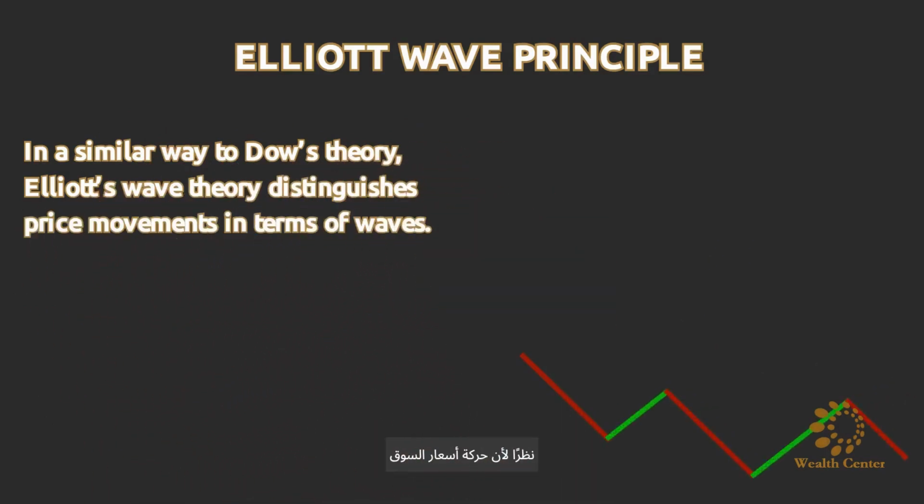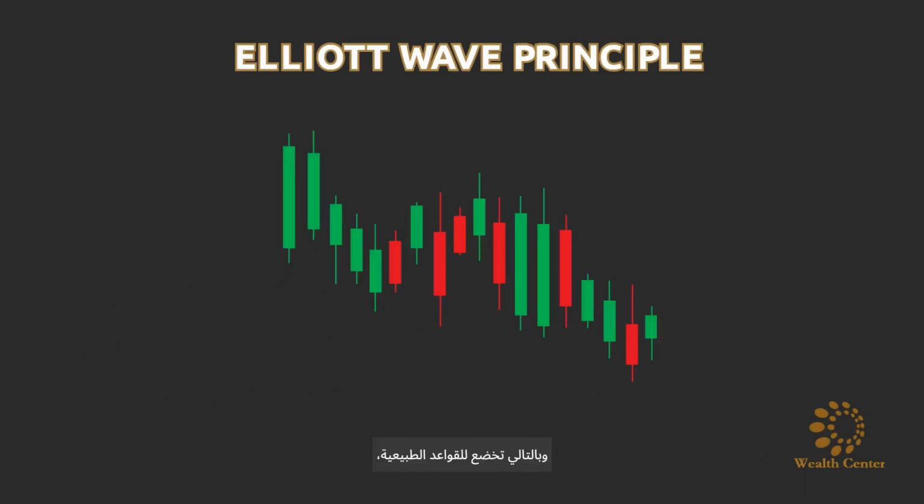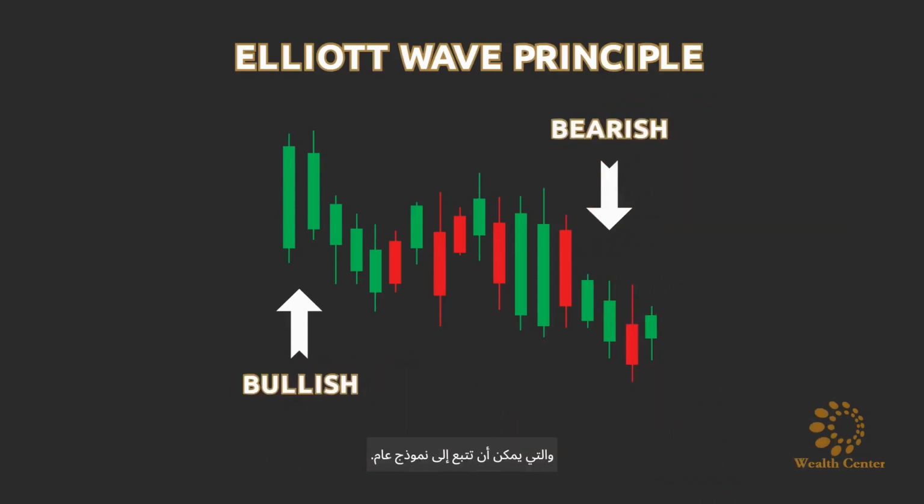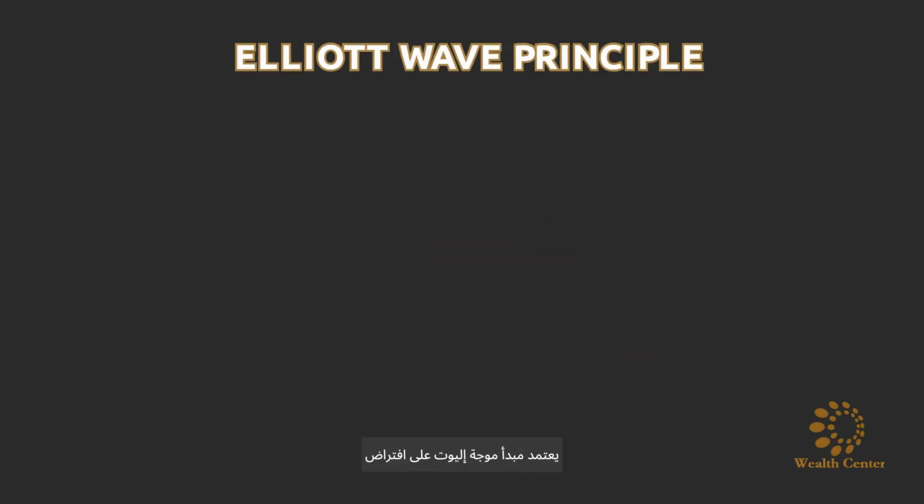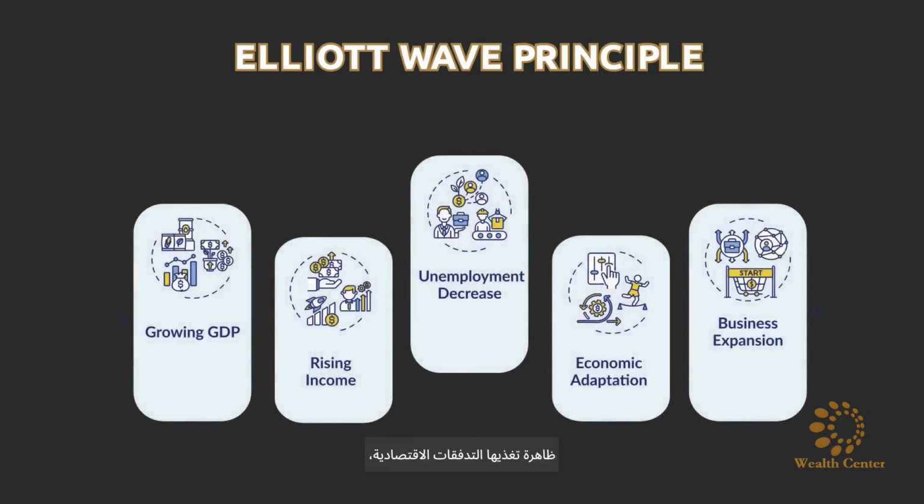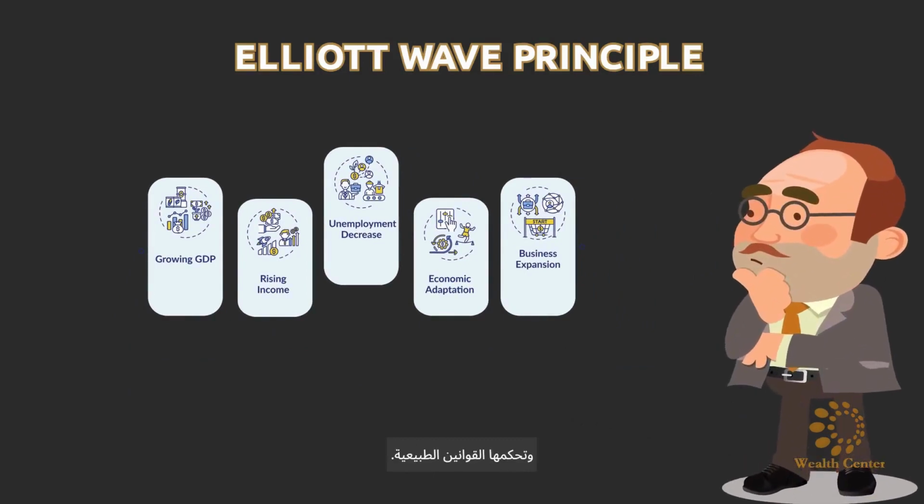In a similar way to Dow's theory, Elliott's wave theory distinguishes price movements in terms of waves. Since the movement of the market prices is the product of human activity and therefore subject to natural rules, it tends to express recurring sequences of bullish and bearish waves, which can be traced back to a general model. The Elliott wave principle is based on the assumption that each market represents a phenomenon fueled by economic flows, induced by psychological currents, and governed by natural laws.